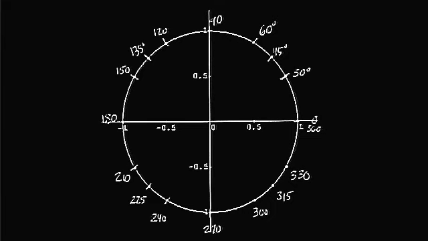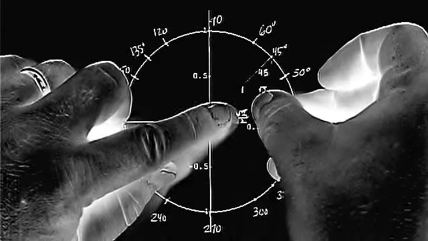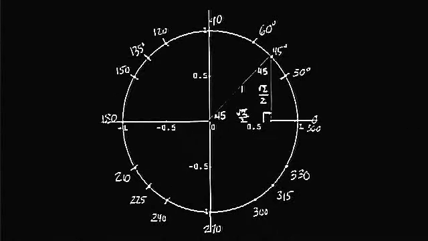Now, I want you to see the 45, 45, 90 right triangle. Right there is a 45, 45, 90 right triangle.